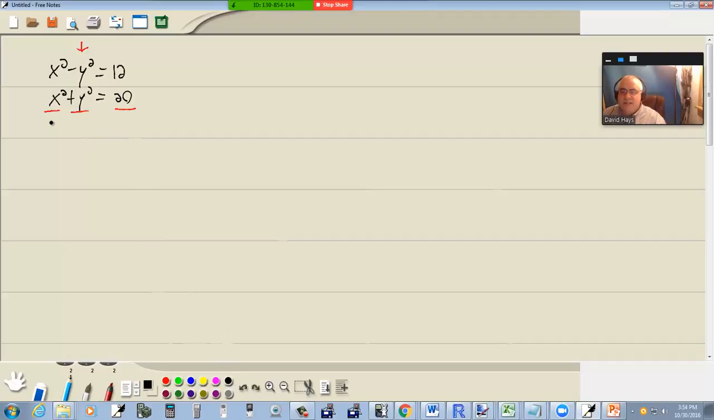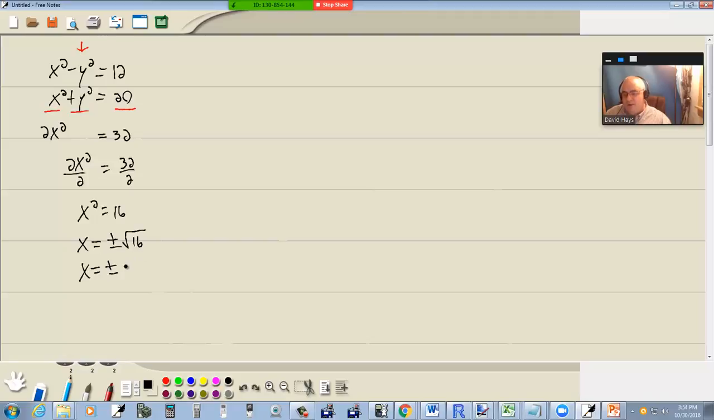So x squared plus x squared is 2x squared. Negative y squared plus y squared cancels. 12 plus 20 is 32. And then I'm going to divide both sides by 2. And we get x squared is equal to 16. Now square root property says we drop our squared and we put a plus or minus square root around the other side. And plus or minus square root of 16 is plus or minus 4.